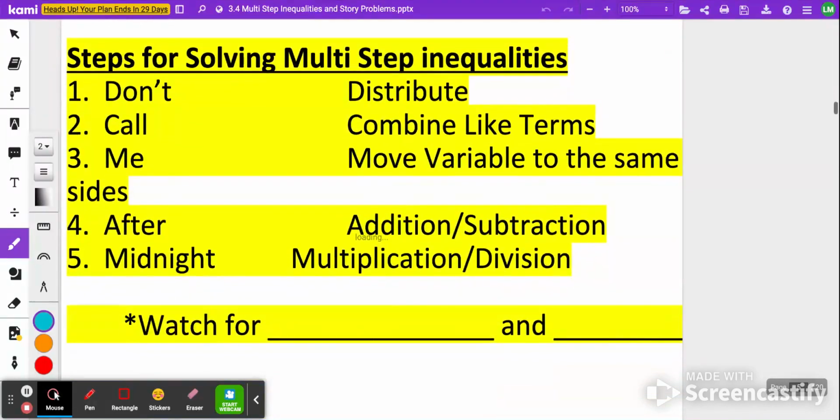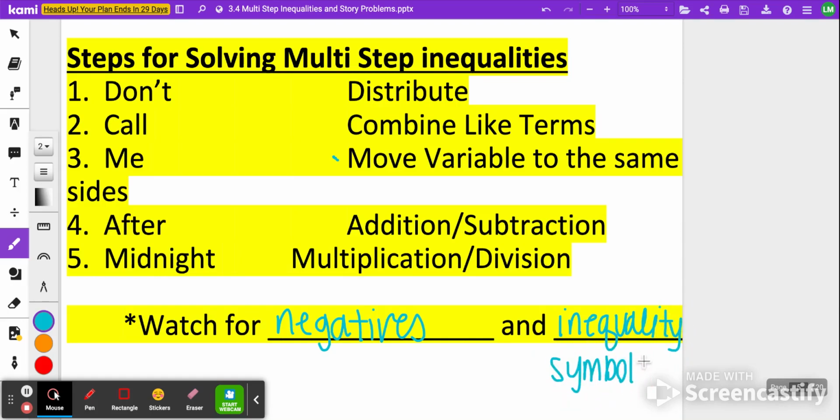First thing we want to remember is when we solve multi-step inequalities, it's the same way we're going to solve multi-step equations. So we're using the "don't call me after midnight." We will see a little bit more of distribution and combining like terms today. We want to make sure that we're moving our variables to the same side and then adding and subtracting, multiplying or dividing. The thing we want to continue to watch out for are those negatives and your inequality symbols. Just because we know when we multiply or divide by a negative, we have to flip that inequality symbol. So we're just going to keep that in mind.